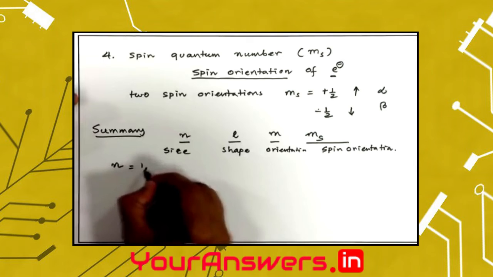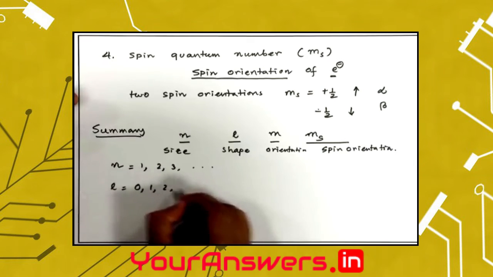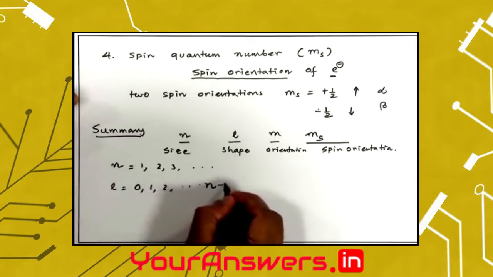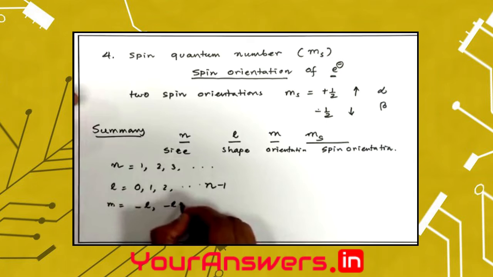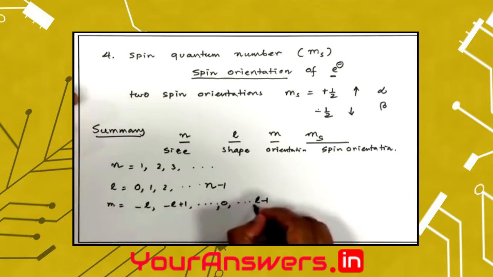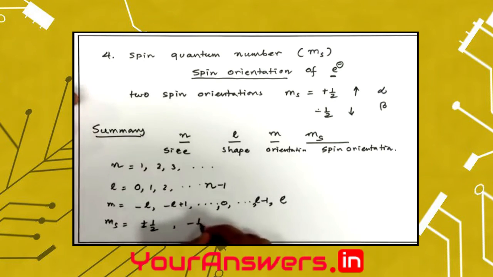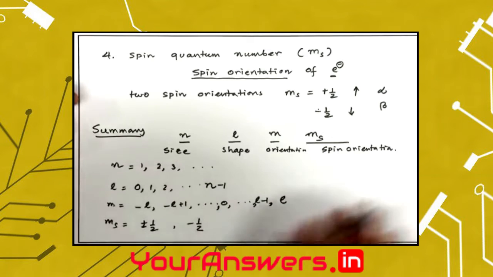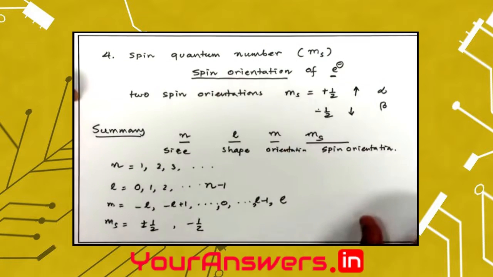n can be 1, 2, 3, and so on. l can go from 0, 1, 2 till n minus 1. m can have values minus l, minus l plus 1, up to 0, l minus 1, l, and ms can have plus half or minus half. These are the quantum numbers that are used to uniquely identify an orbital or to uniquely identify an electron.